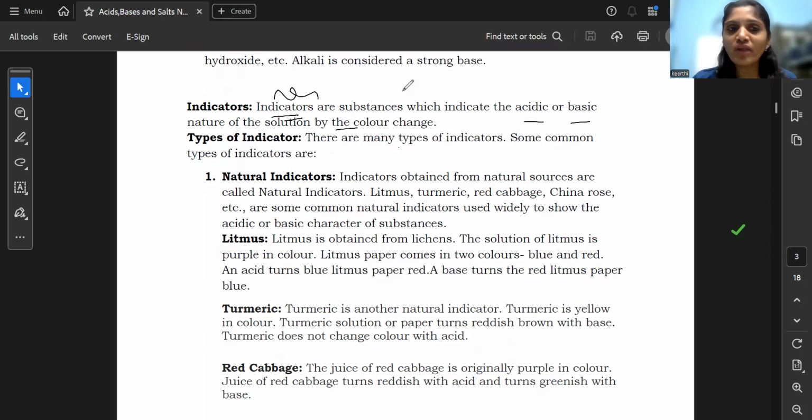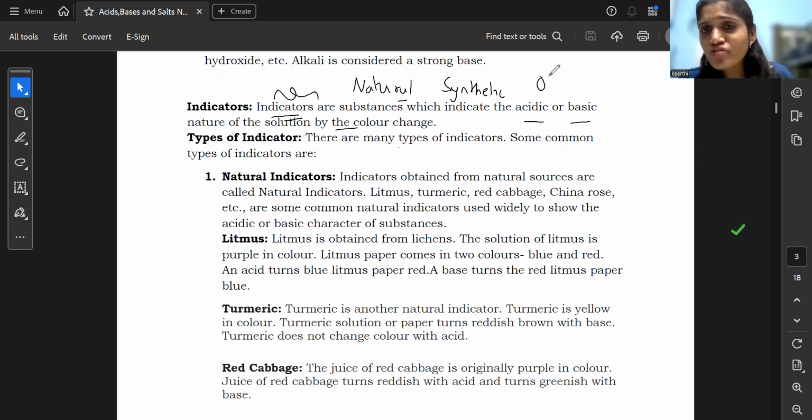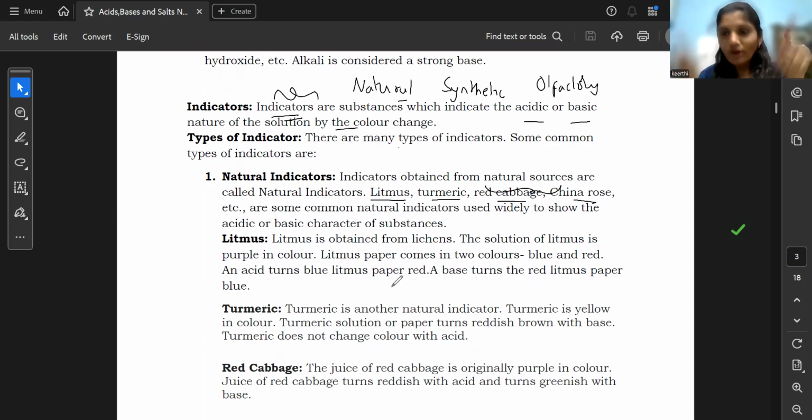Now the indicators are classified into three types. The first category is natural indicators, the second category is synthetic or artificial indicators. Synthetic means man-made. And the other type is olfactory indicators. So you have three types of indicators. Now when we come to natural indicators, indicators that are obtained from natural sources are called natural indicators. What are the examples of natural indicators? Litmus, turmeric, red cabbage, China rose are some very common natural indicators. Now how do they show the color change? We'll see in the form of a table, which will be easier than learning it as theory. There is a table on the next page.